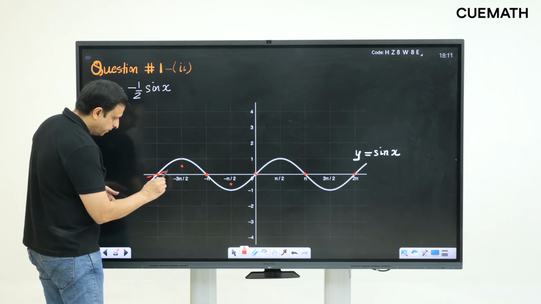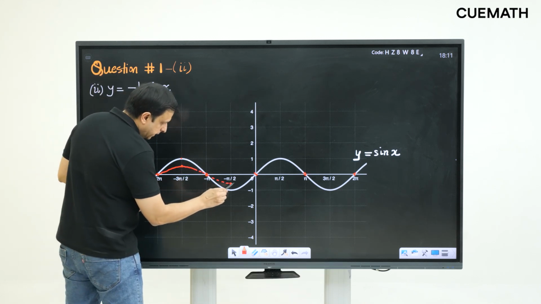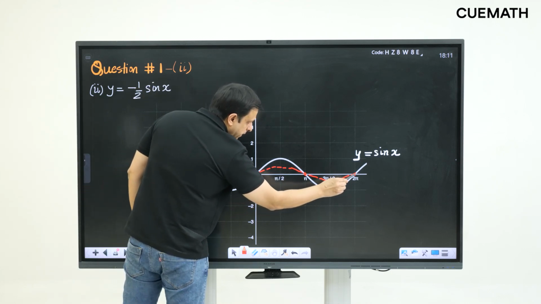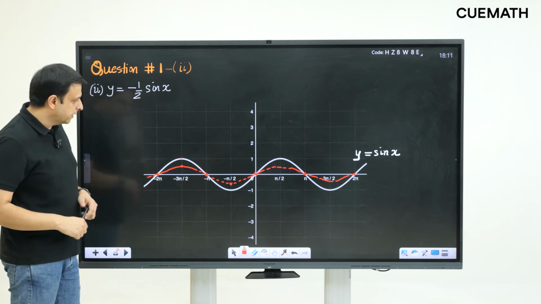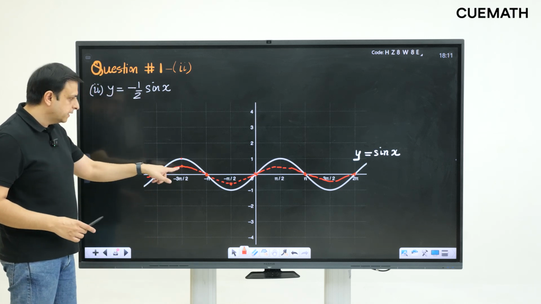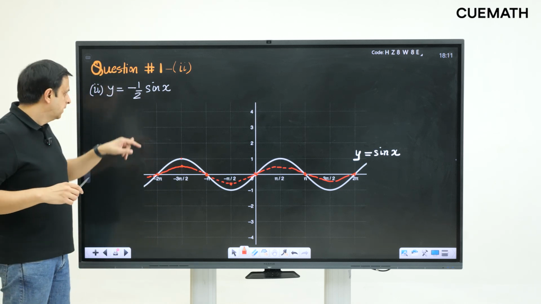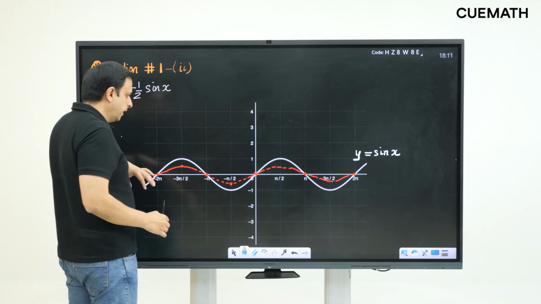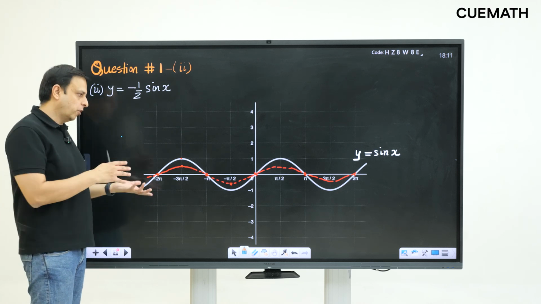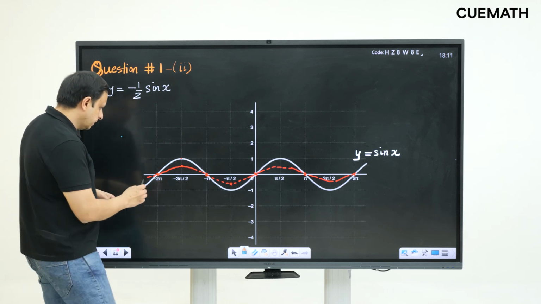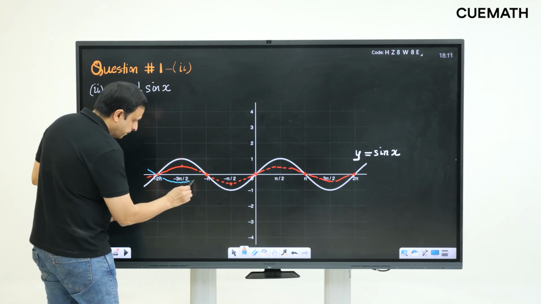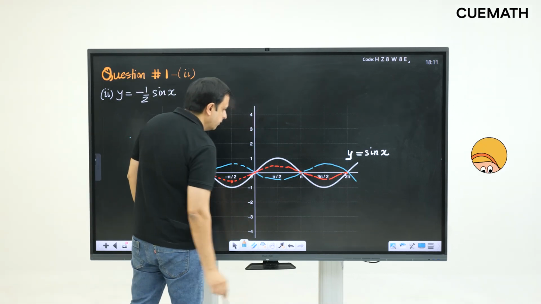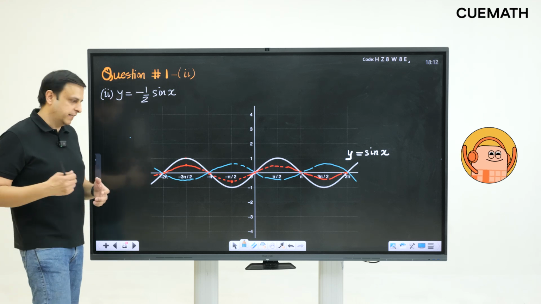So I should get a graph of this kind, and you can see that there's been a vertical shrinking that has happened. So this thing right now is the graph of half sine x, but we need minus half sine x. So now what we'll do is simply reflect this graph about the x-axis. We've already learned that transformation, so we'll just do that, and therefore what we'll get is something like this. Okay, so that's the graph of y equal to minus half sine x.